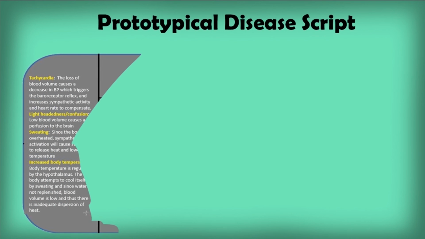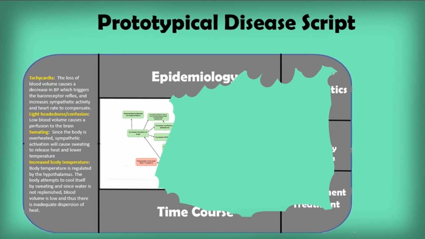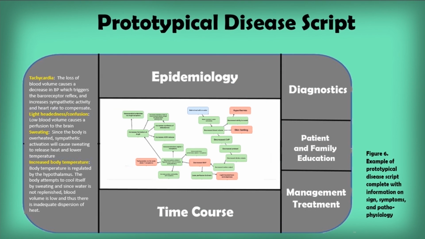Here is an example of a prototypical disease script. It consists of the mechanism of disease map in the center and key components of a disease script on the outside. To complete and elaborate on the prototypical disease script across the modules and over time, you are to fill in the components with what you know about the disease. In this example, the signs, symptoms, and pathophysiology component is filled in, as well as the mechanism of disease map for heat exhaustion, which is embedded into the center of the script.